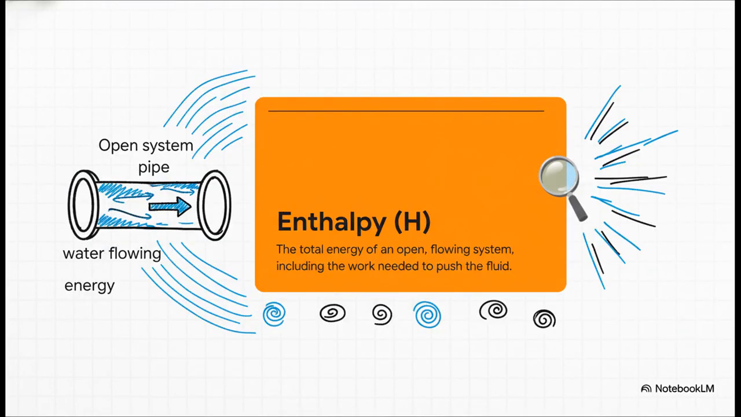But what about an open system? Like a pipe with water constantly flowing through it? For that, we need something different. We need enthalpy, or H. Now, enthalpy includes all that internal energy we just talked about, but it also includes the energy needed to actually push that fluid into the system and shove other fluid out of the way. It's the total energy of a system that's in motion.